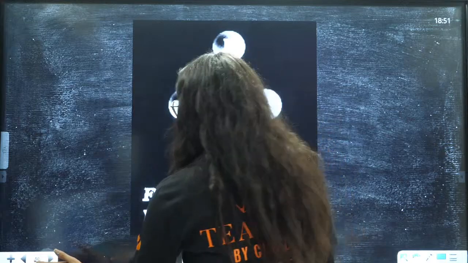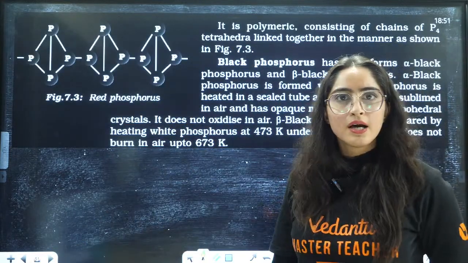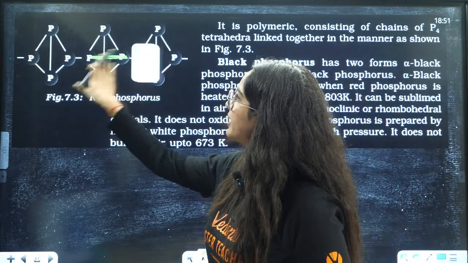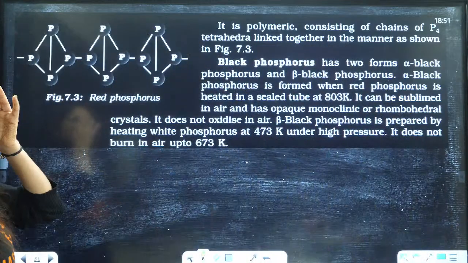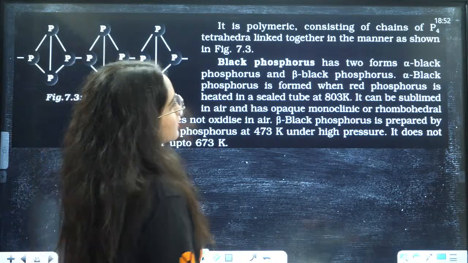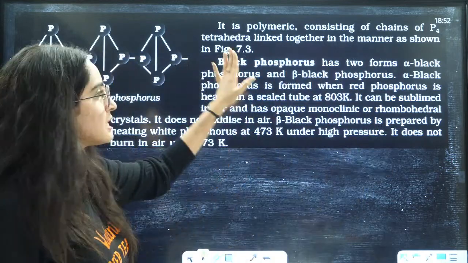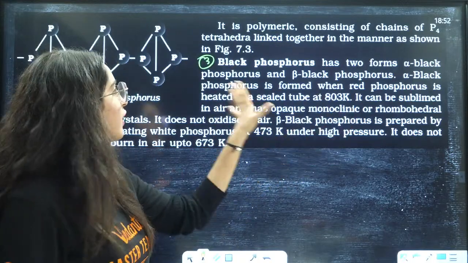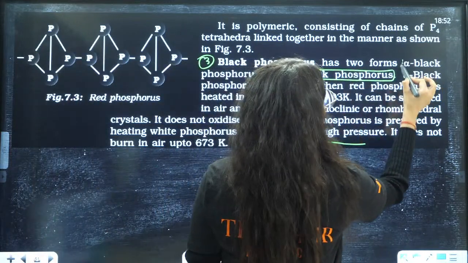Okay, this is white phosphorus. Red phosphorus has this kind of structure. Because there is no bond between this P and P, it has less angle strain. It is polymeric, consisting of chains of P4 tetrahedra linked to each other. The third one is black phosphorus, which has two forms, alpha and beta.